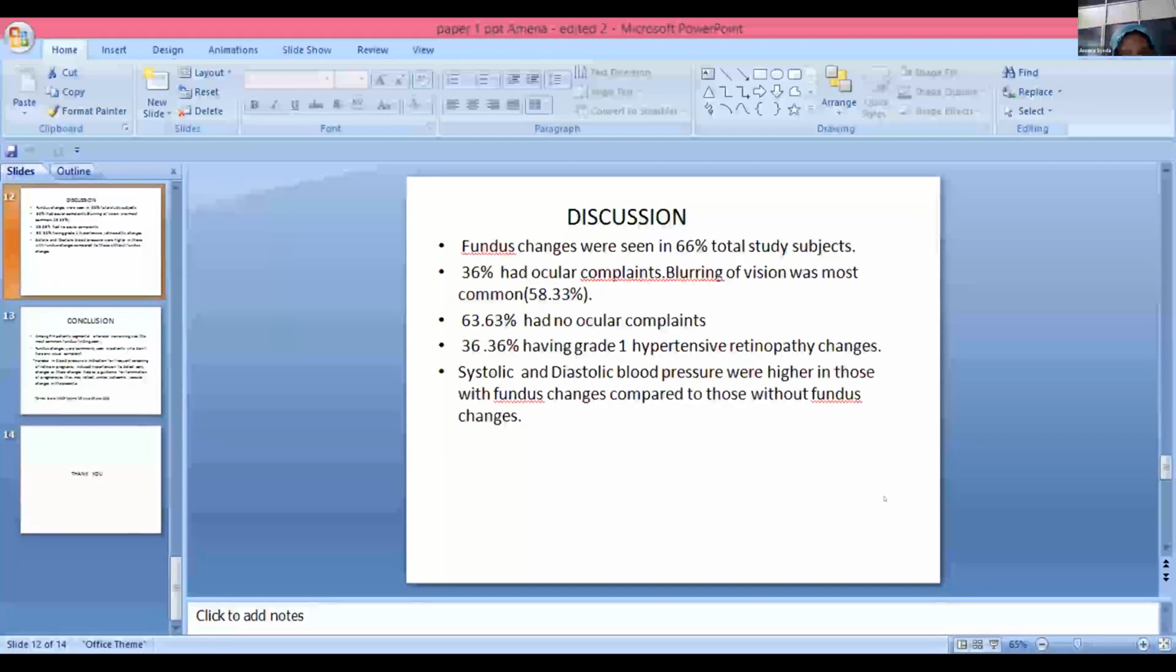Coming to discussion, fundus changes were seen in 66% of total study subjects. Among them, 36% had ocular complaints. Blurring of vision was the most common ocular complaint we have found, and 63.63% had no ocular complaints. 36.36% had grade 1 hypertensive retinopathy changes, and systolic and diastolic blood pressure were higher in those with fundus changes compared to those without fundus changes.